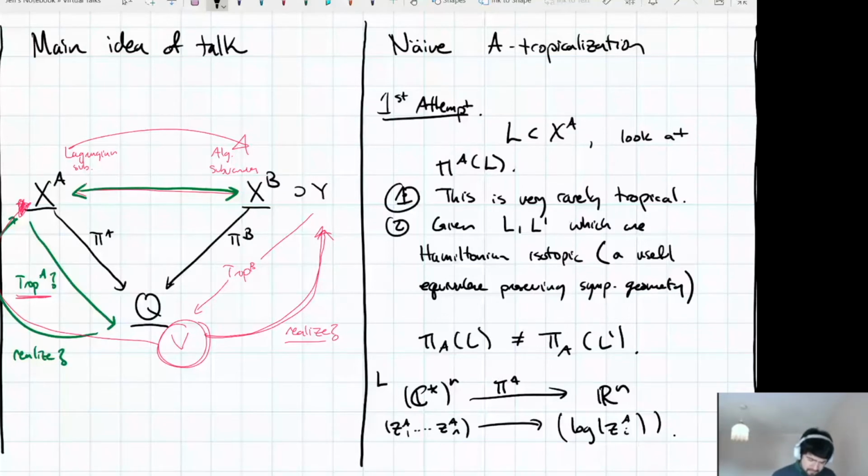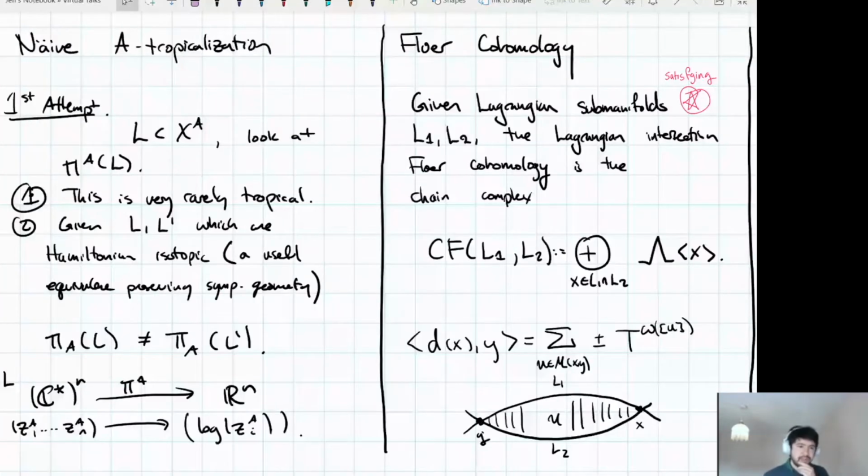The workaround to this is to introduce some rigidity into symplectic geometry. And this comes in the form of an object called Floer cohomology, which is a type of generalization of the intersection between two Lagrangian submanifolds. So this was introduced by Floer to solve this problem called the displacement problem. I'm going to just give a definition of it over here.